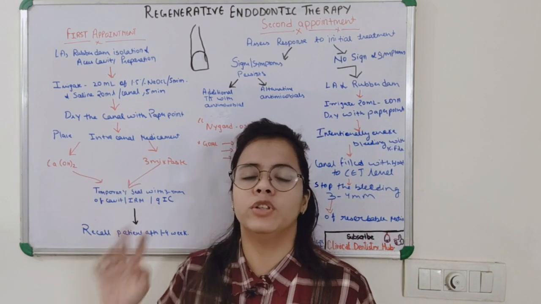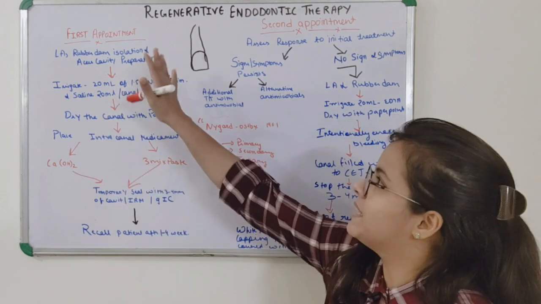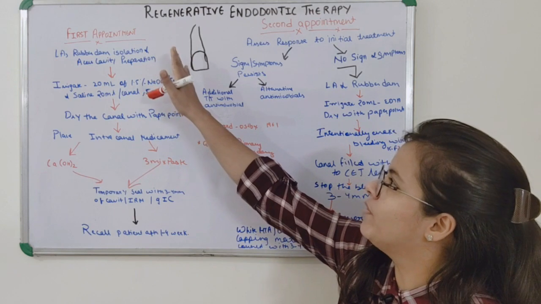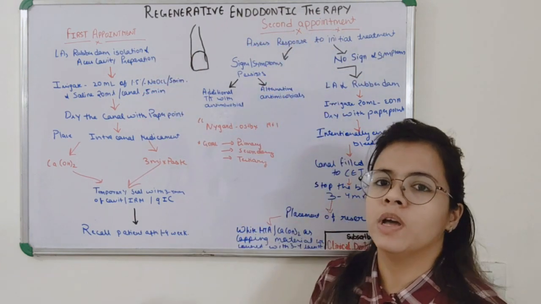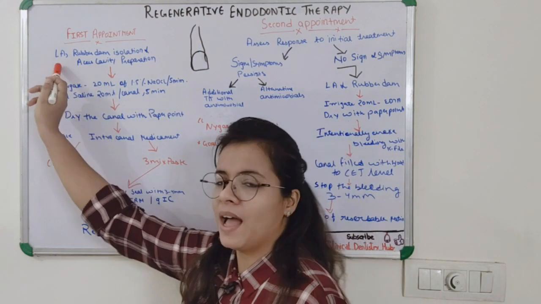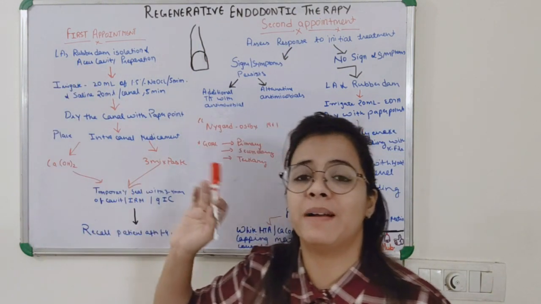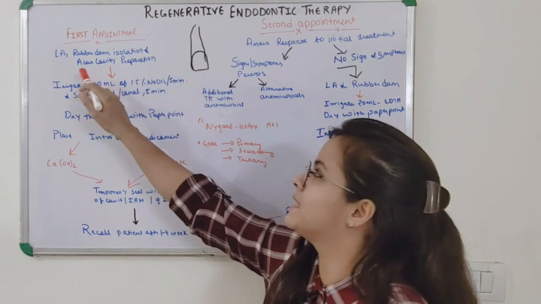So let's now come to the procedure of regenerative endodontics. Basically, what you will do at the first appointment, and what you will do at the second appointment. At the first appointment you have to give local anesthesia, as well as do the rubber dam isolation, which is a must. And after that you have to do the access opening.